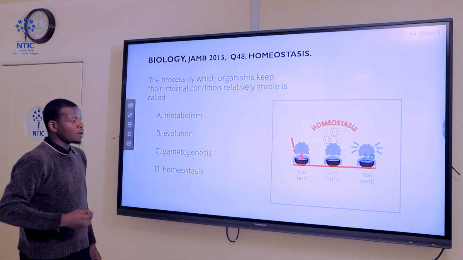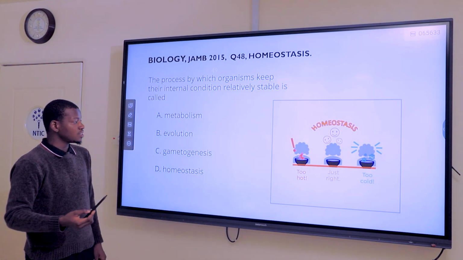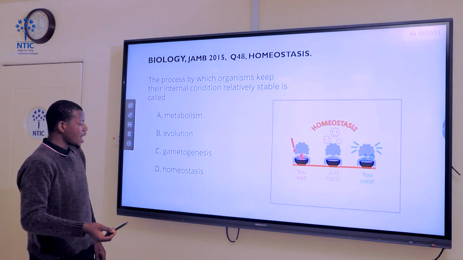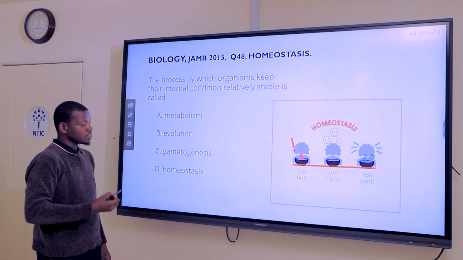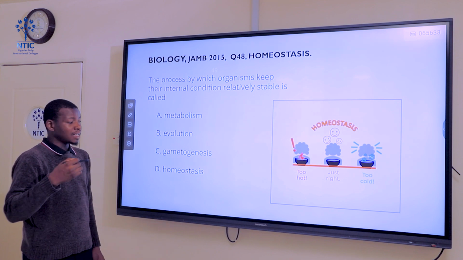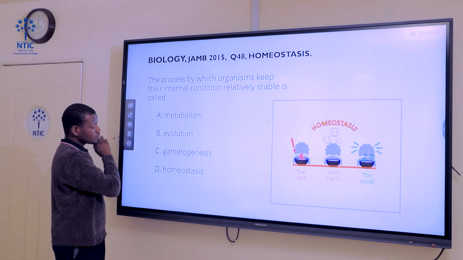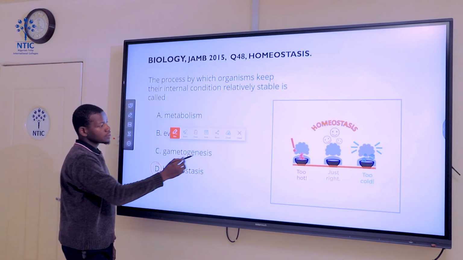So metabolism is not the correct answer. Evolution is when an organism evolved as a result of trying to adapt to changes in the environment. And gametogenesis is the process for producing gametes. Homeostasis is a process by which organisms maintain their internal environment even when the external environment is changing. So the correct answer here is homeostasis.